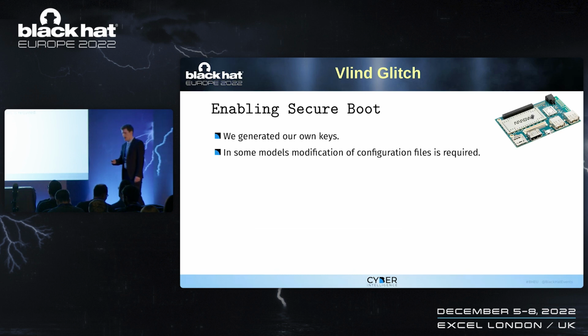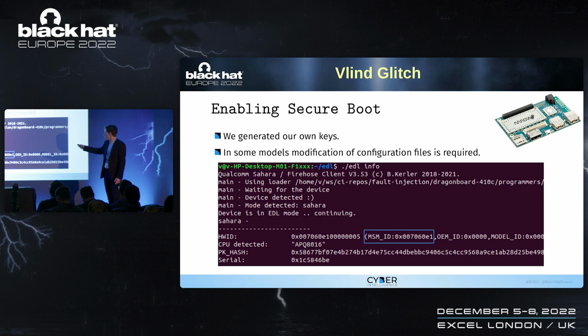So with that out of the way, we first have to generate our own keys. Those are the keys that we are going to burn into the SoC. We also have to take into account that in these devices, the serial number is different from the one that Qualcomm usually expects. So we have to modify several files. Here is the number we have to take into account when activating secure boot, because otherwise you are going to have problems while loading your own programmer or activating secure boot in general.